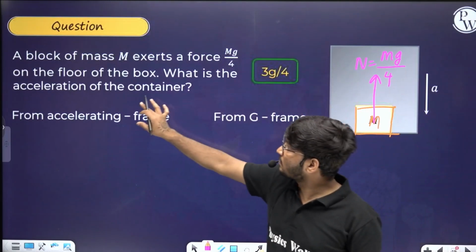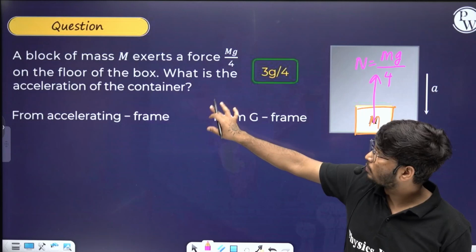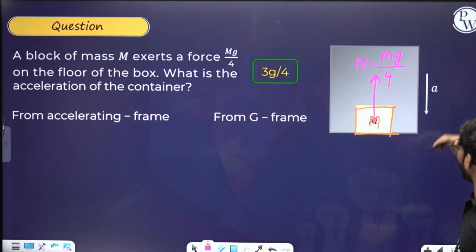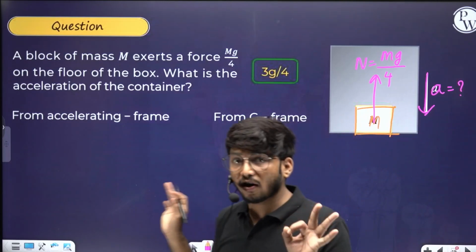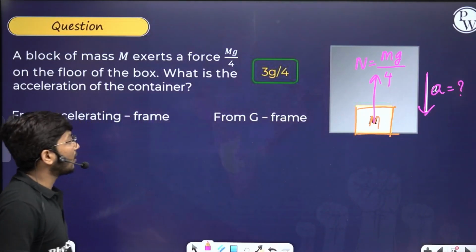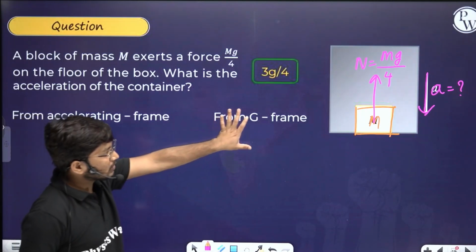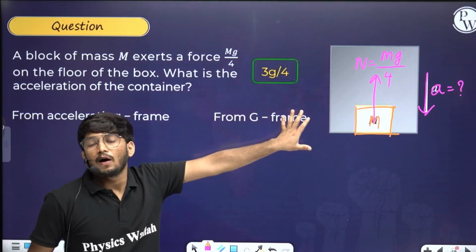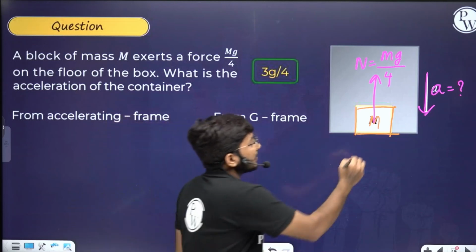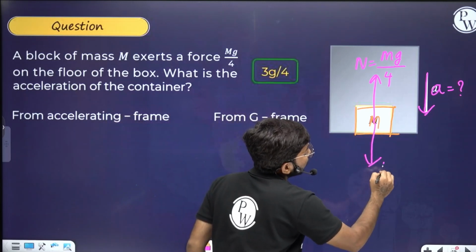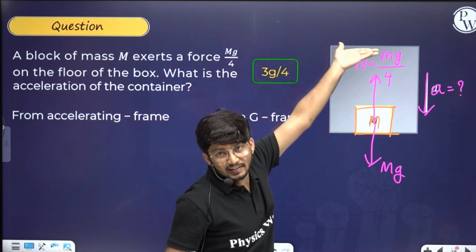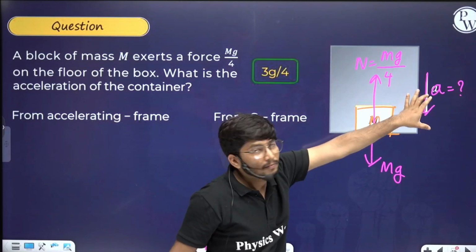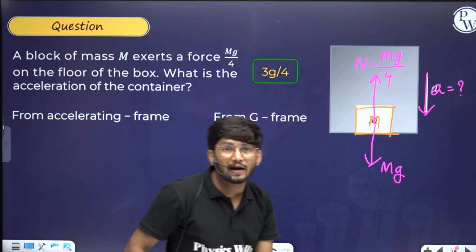So what is the acceleration of the container? We need to calculate what this acceleration A is going to be. So according to the ground frame, first let us solve in the ground frame, right? According to the ground frame, what are the forces? mg is acting down, and this N is acting up, right? And this m is accelerating downward.